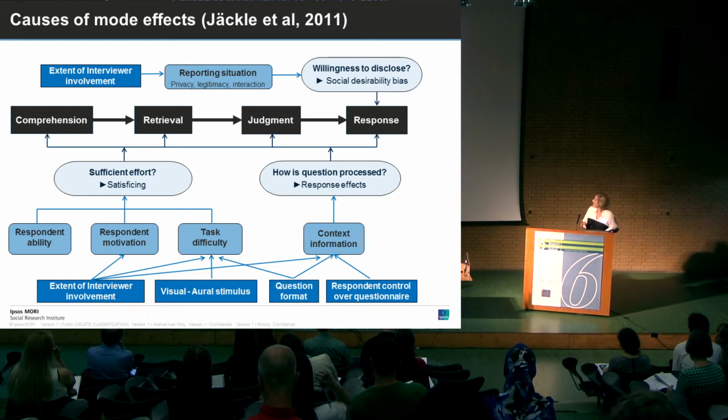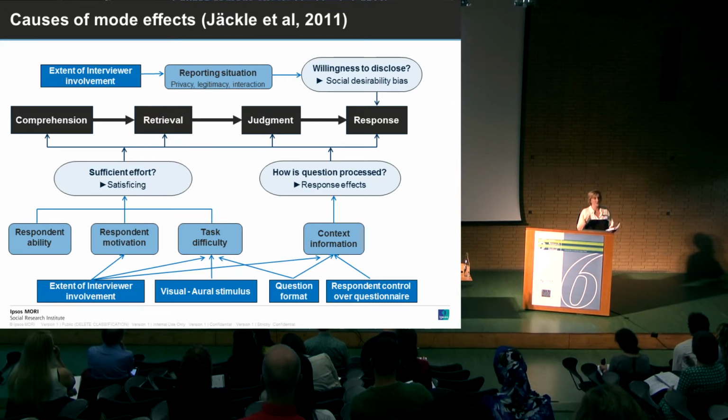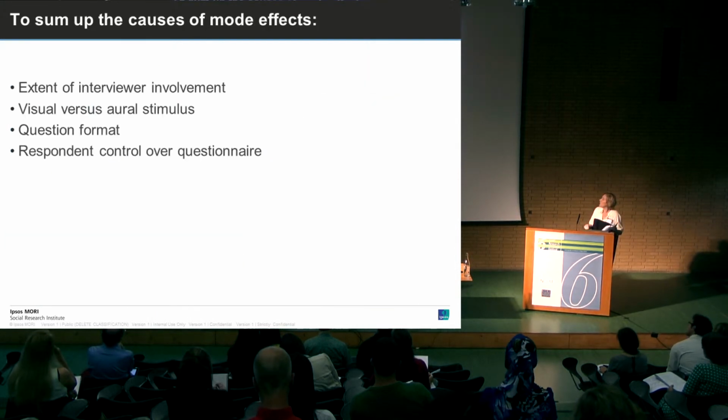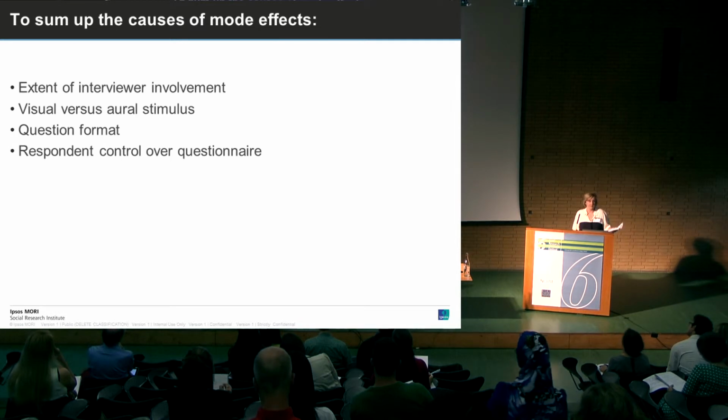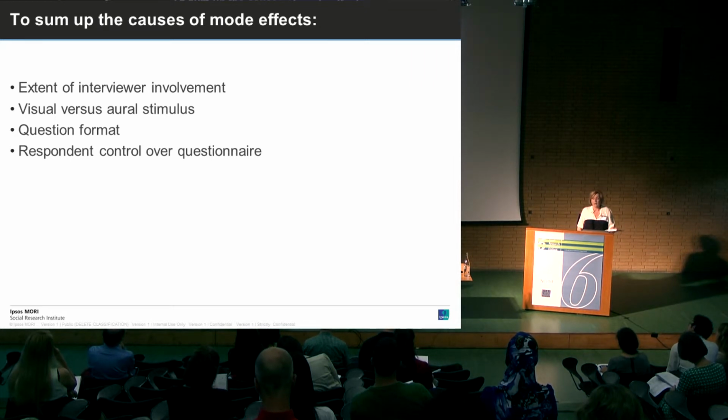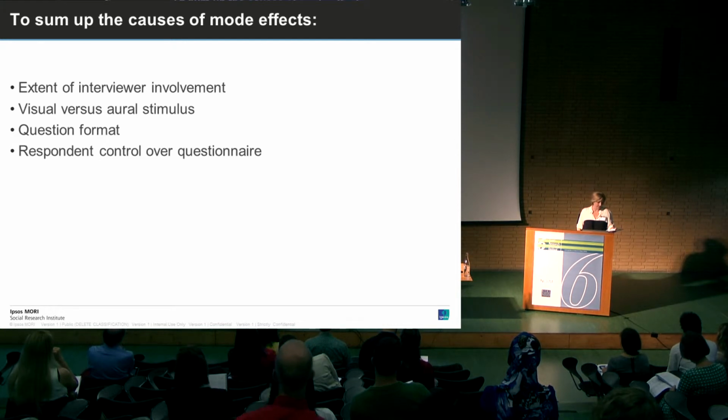So that's quite a complex framework. Starting off with that simple question-answer process, we have these different influences which could result in differences in measurement when you're using one mode compared to the other mode. But to sum up, there are really four causes of mode effects presented in that framework. First of all, the extent of interviewer involvement, which should increase social desirability bias in face-to-face interviews and telephone interviews, but it may reduce survey satisficing.